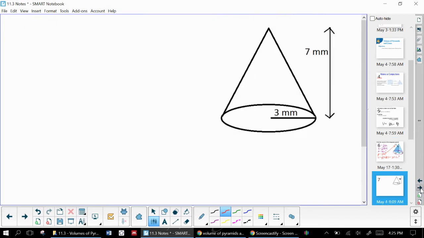Okay, next up, let's take a look at this cone. And so we'll talk about two different ways we could do this, either leaving it in terms of pi or giving a decimal answer. But it's going to start off the exact same way. We're going to start off with finding the area of the base. And this time it's a circle. So we've got pi r squared for the area of the base with a radius of 3.